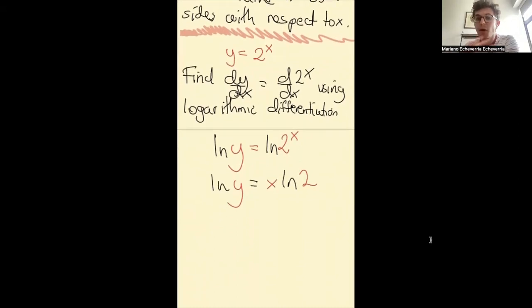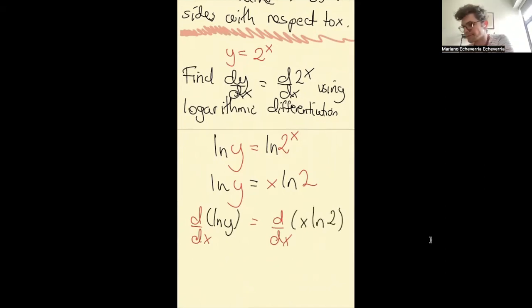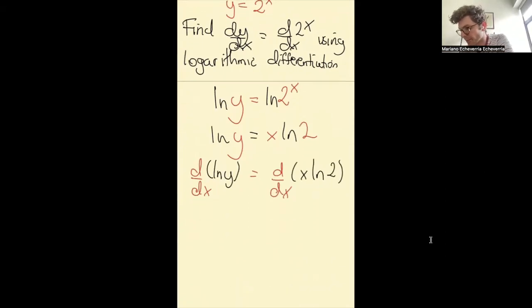Okay, and then once you have the equation in this format, it's not that different from what we have been doing a couple of times since the beginning of the class and all of yesterday. So you take the derivative of both sides of the equation with respect to x.